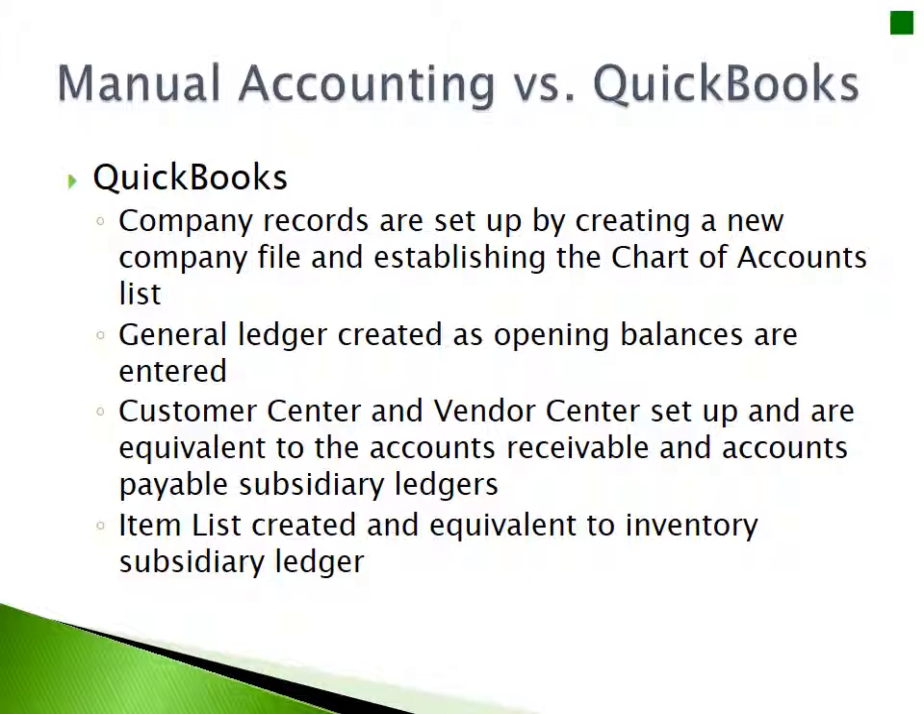In QuickBooks, company records are set up by creating a new company file and establishing the chart of accounts list. As opening balances are entered, QuickBooks sets up the general ledger. The Customer Center and Vendor Center are set up and are equivalent to the accounts receivable and accounts payable subsidiary ledgers. The item list is set up and is equivalent to an inventory subsidiary ledger, but it also includes service revenue items and sales tax items.